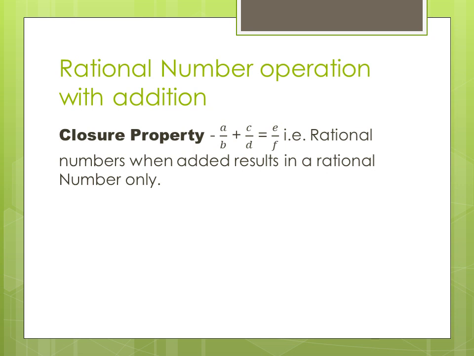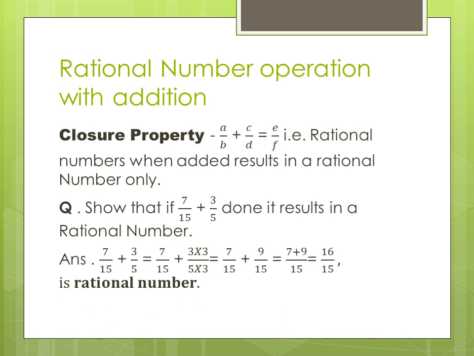As you have studied in the earlier classes also, closure property for integers or whole numbers is that if we add two integers and the resultant is also an integer, we say that the number is closed under addition. Same way for rational numbers, if we add two rational numbers, say a upon b plus c upon d, and we get the answer e upon f, which is also a rational number, so we say that the rational numbers are also closed under addition.